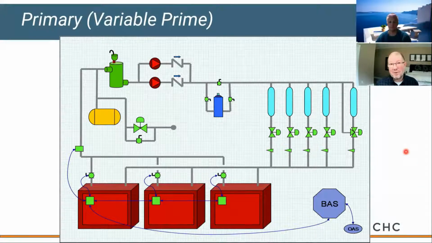And that's if we change it up a little bit and we go primary only, or a lot of guys will call this variable primary. All this means is that those system pumps that are handling flow out through our system, and all those zones, are controlled with two-way valves and some type of bypass. Those pumps are not only handling the flow through our system, but also through our boilers in this case.